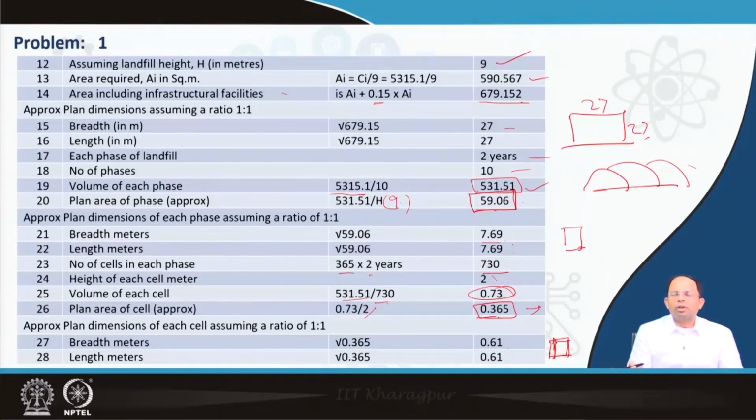So this shows you a very crude way to estimate the cell size eventually. But at the same time, of course, if the waste volume increases, the phase volume increases, automatically the cell size would be larger.